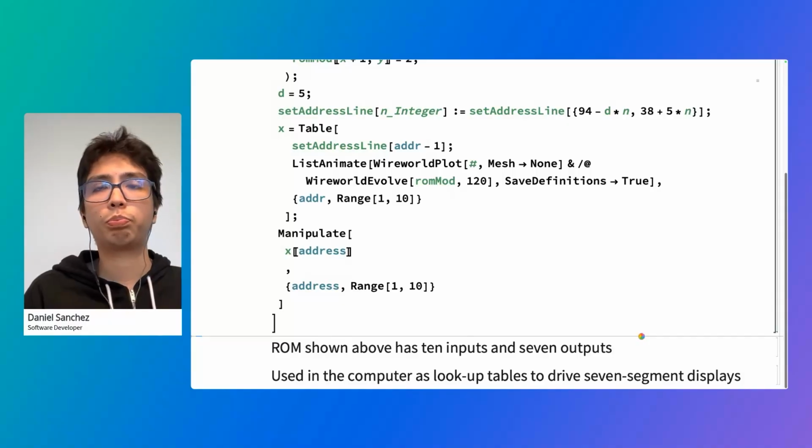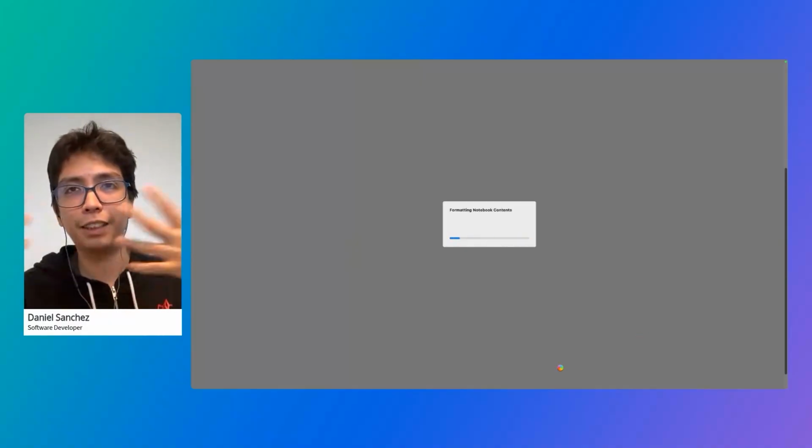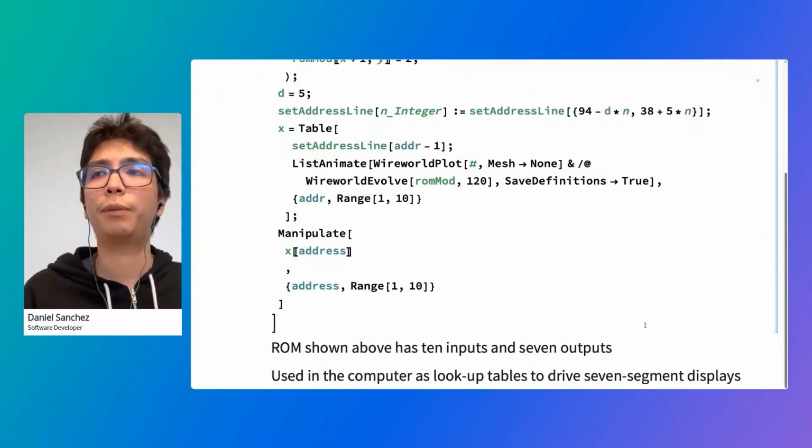Okay, it's a big ROM, which maybe I want to show now.